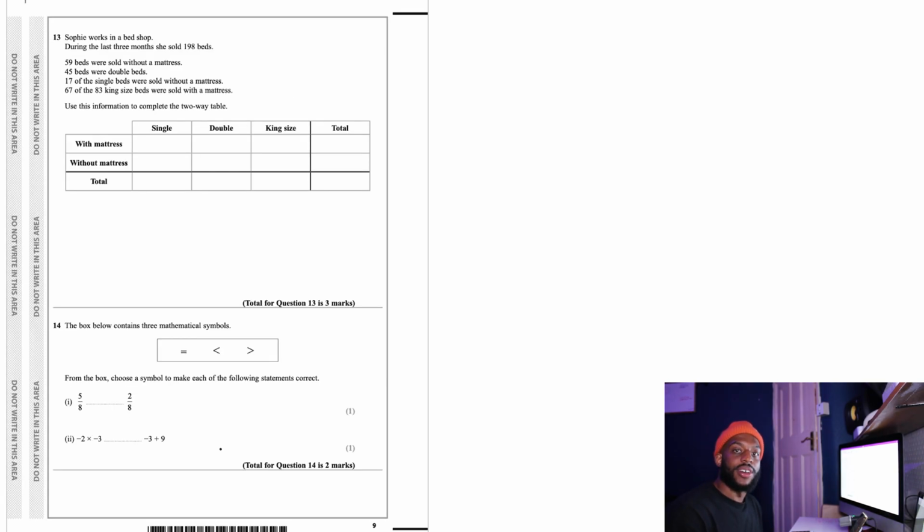Okay, now we're going to be filling out a two-way table. So the first bit of information, during the last 3 months, she sold 198 beds. So that's the total. We're going to put 198 in this box here. 59 beds were sold without a mattress. So without a mattress is 59, which means that total is 198, and that's 59. We know that this is going to be 139.